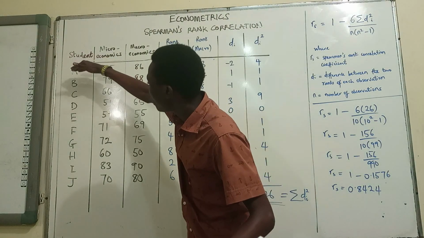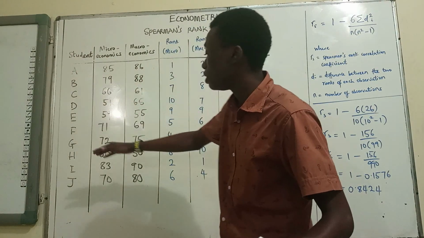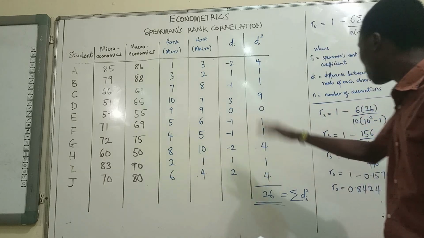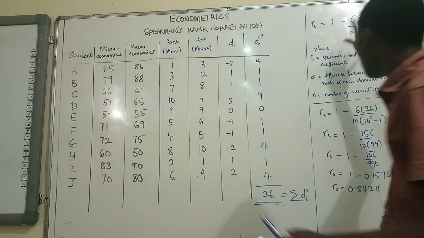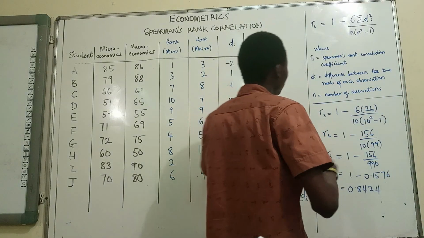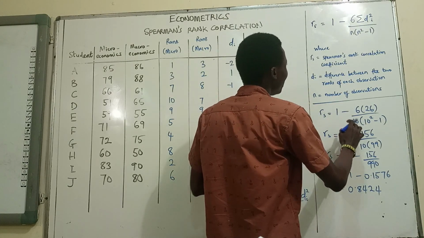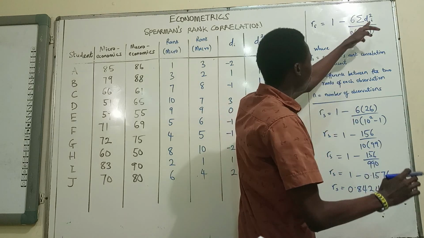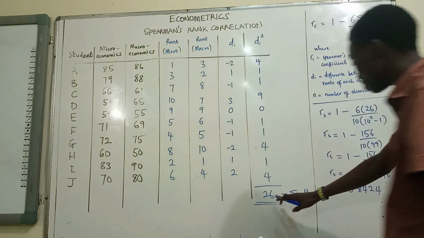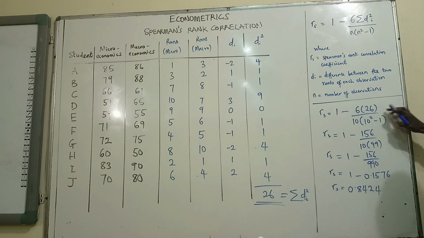So we have A, B, C, D, E, F, G, H, I, J. So 10 students, and then we just insert the values and solve. So the Spearman rank correlation coefficient is 1 minus 6 times the summation of d squared, 6 times 26, divided by n times n squared minus 1, with n being 10.